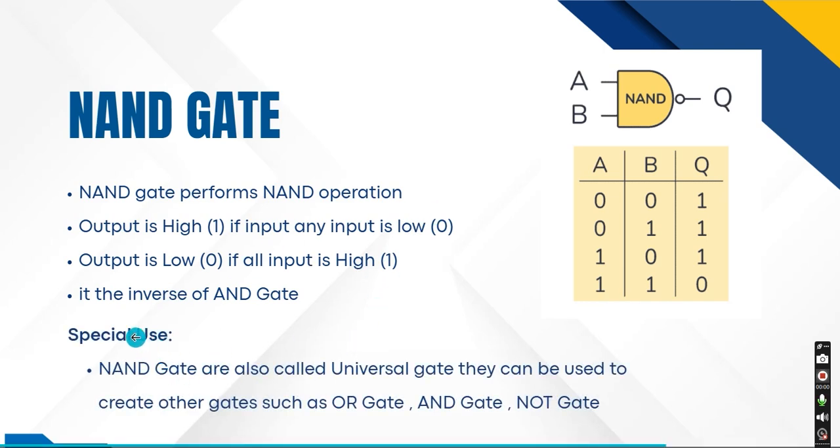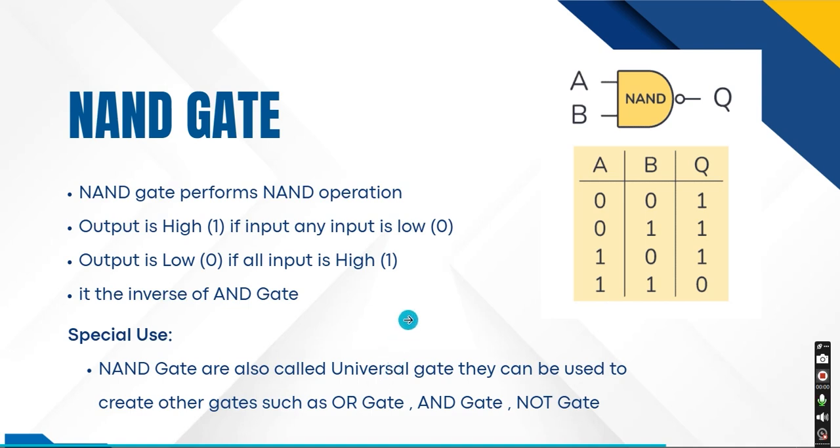More importantly, we have a special use of the NAND gate. NAND gates are also called universal gates. Don't forget this for exam purposes; it is very much needed. NAND gates are called universal gates because they can be used to create other gates such as the OR gate, AND gate, and NOT gate. So we've talked about the truth table of the NAND gate. Remember that the output is high if any input is low. This is the circuit diagram of the NAND gate and its special use.